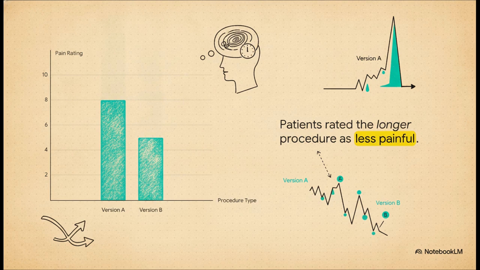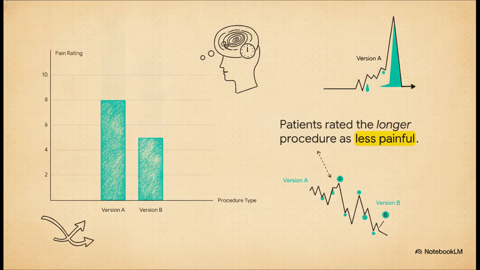To put this into perspective, take a look at Kahneman's medical procedure study. Patients were undergoing a pretty painful procedure. Version A was shorter, but it ended abruptly right at the absolute peak of maximum pain. Now, version B was deliberately extended. It was objectively longer, meaning the patient endured way more total pain, but the procedure ended at a lower, milder pain level. And the clinical results? They're wild. Patients rated version B as significantly less painful.